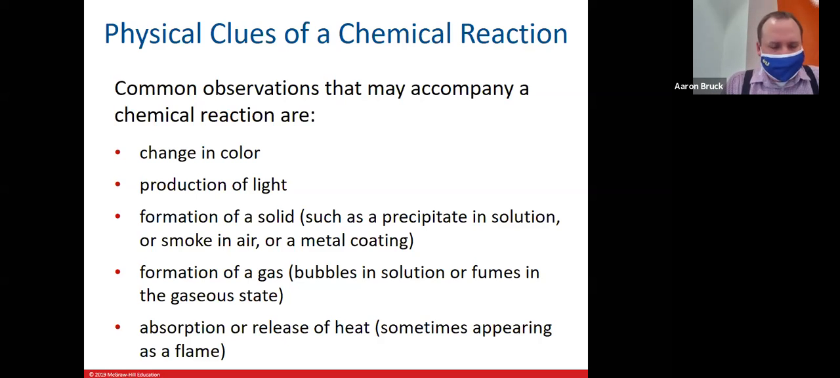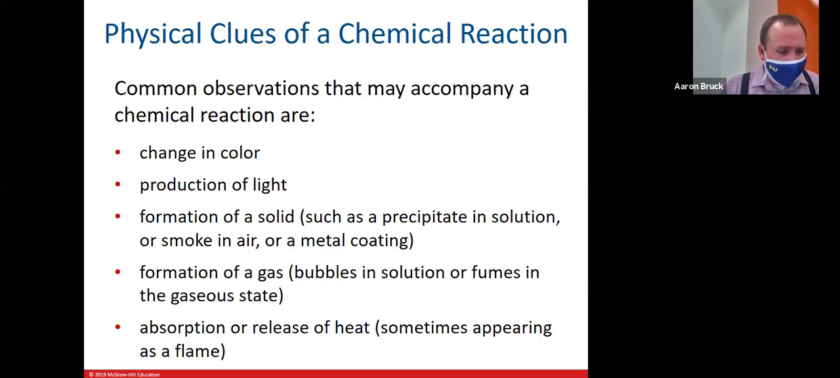Metal coating. Formation of a gas. I see bubbles forming in a solution. Or I notice that a particular reaction is giving off some kind of a vapor that smells. Usually smells bad. That's kind of how we recognize that it's there.